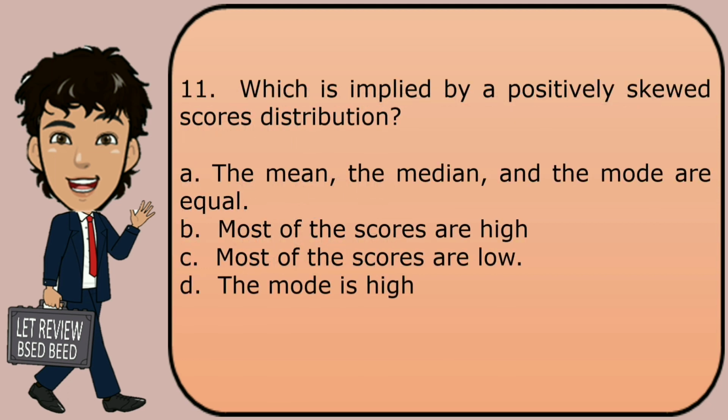11. Which is implied by a positively skewed scores distribution? A. The mean, the median, and the mode are equal. B. Most of the scores are high. C. Most of the scores are low. D. The mode is high.